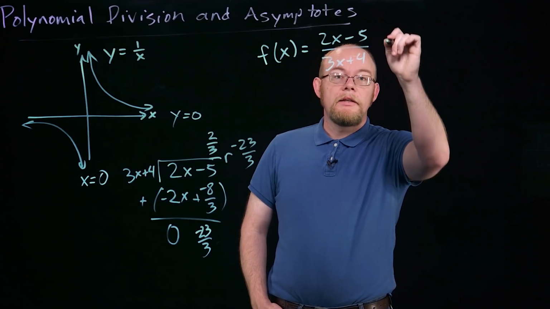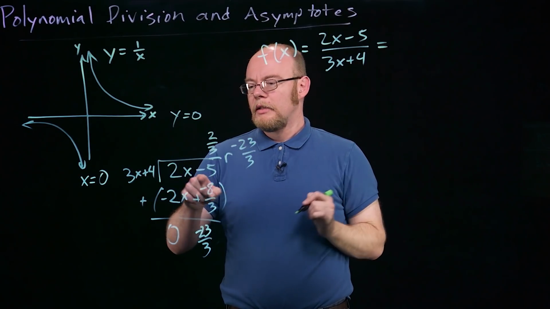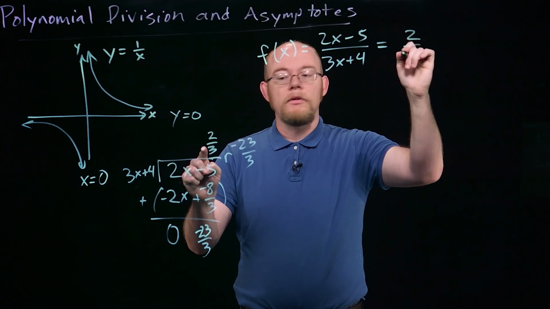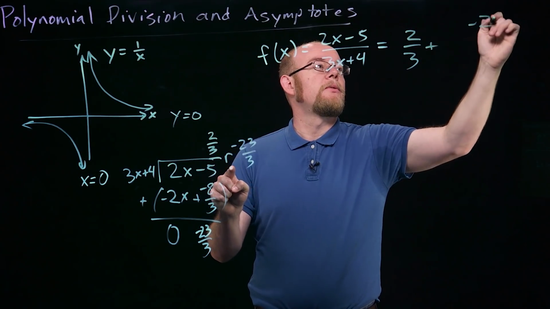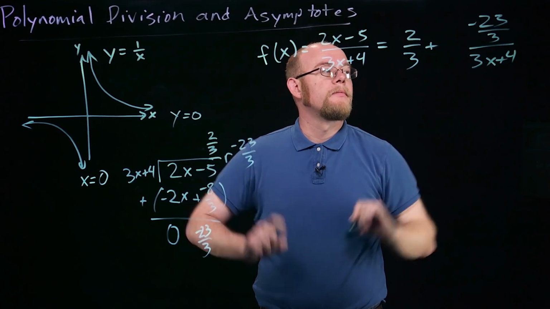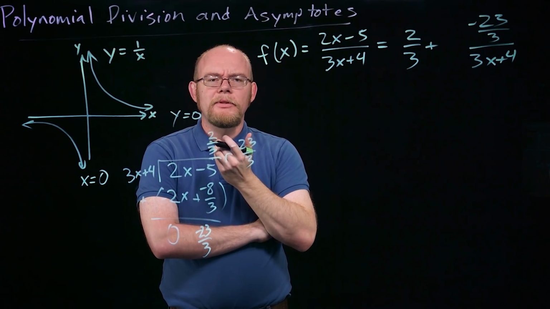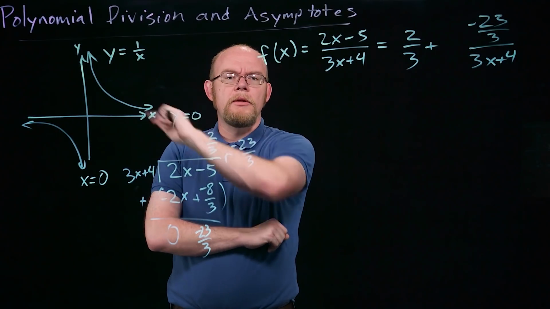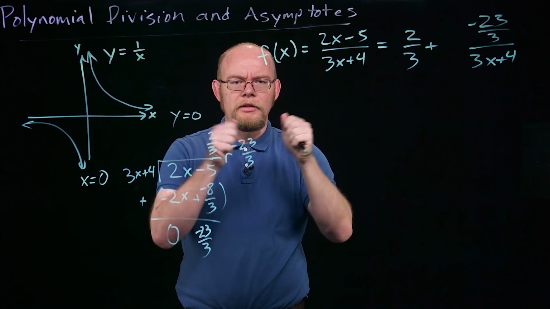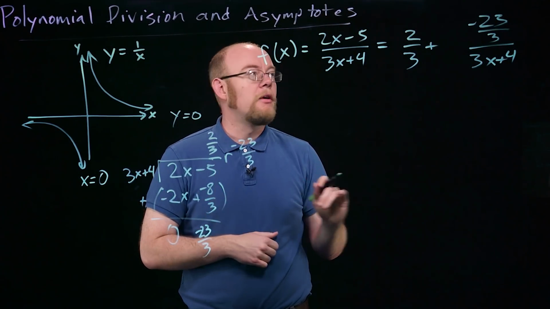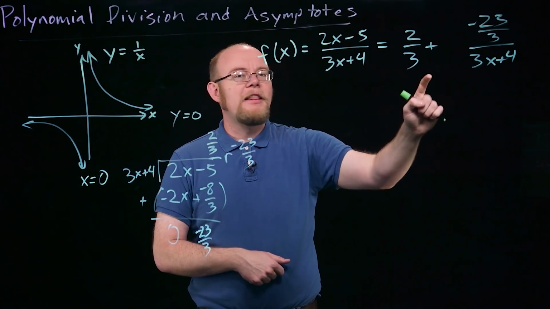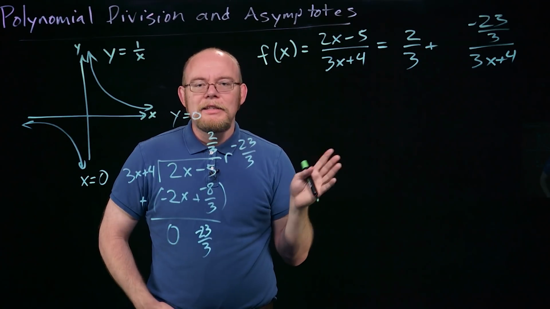So what that tells us is that if we were to rewrite this, 2x minus 5 over 3x plus 4 is equal to 2/3 plus a remainder of negative 23 over 3 times 3x plus 4. Now, it's not immediately obvious from looking at this, but this is just a transformation of this graph. This plus 4 and this times 3 are going to horizontally shift and then stretch and compress the graph. Let's not worry about the order. This is going to vertically reflect the graph, and it's also going to vertically stretch the graph, and then this is going to shift it up.